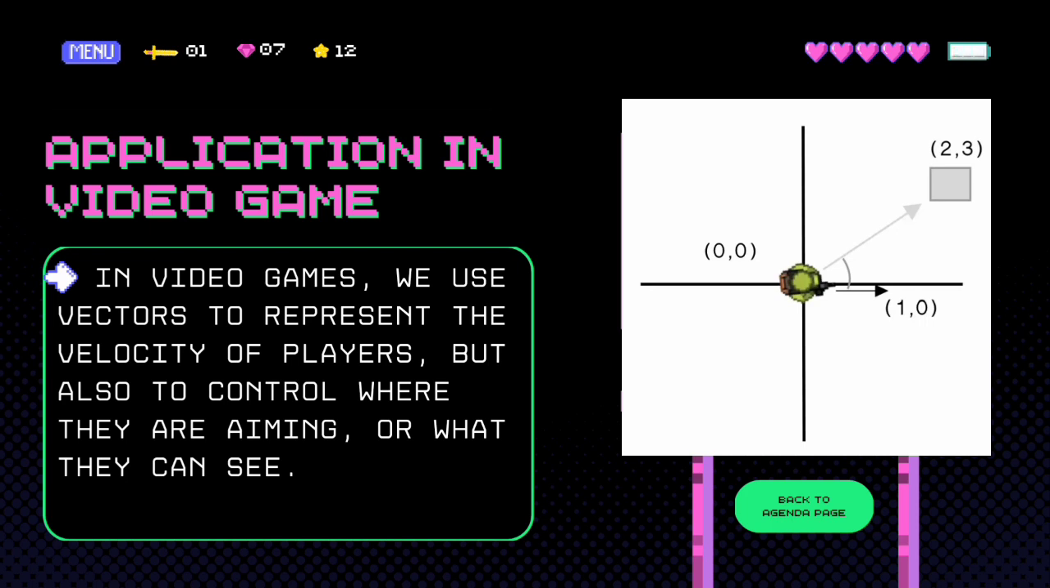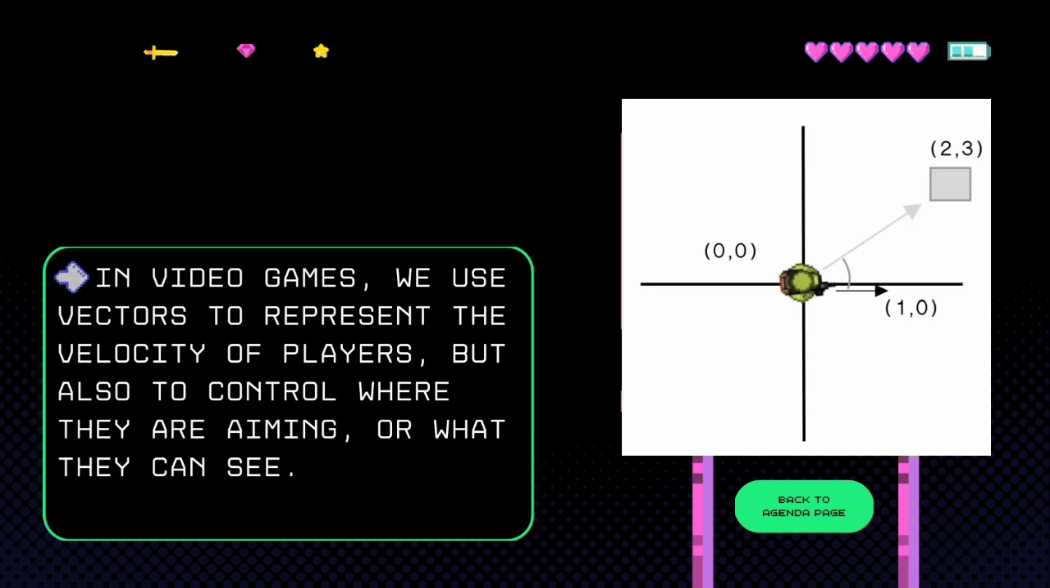But we need to calculate the angle between where he is aiming and where he wants to actually aim to hit the box. To calculate the vector that points toward the box, we simply subtract the player's position from the box position. So 2, 3 minus 0, 0 equals 2, 3 in our very simple example.